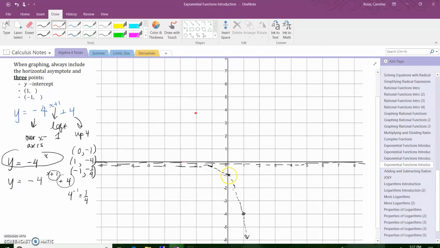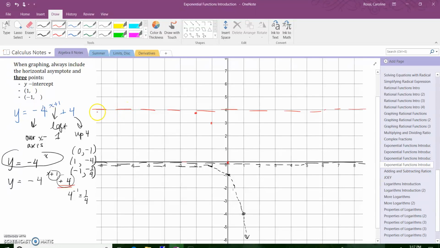Okay, now take this point, the y-intercept. Left 1, up 1, 2, 3, 4. Now let's do this point. Left 1 and up 1, 2, 3, 4, right through the origin. And we cannot forget our wonderful horizontal asymptote, which is going to be our C value of 4. Shift 0 up 4 units. And you're going to be right here.